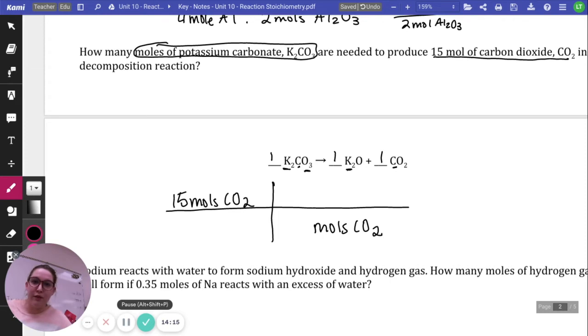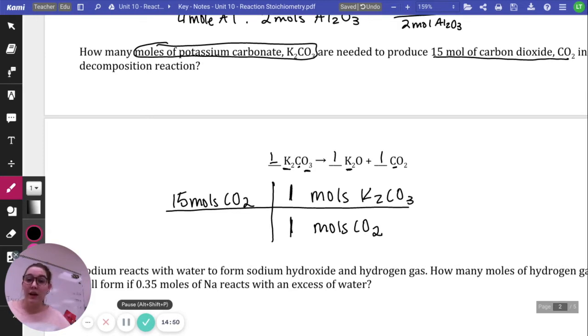My next step says to convert to moles. I'm already in moles, so after that, I'm going to do the mole to mole ratio. I'm going to look at the coefficients of my chemical equation, and convert from what I have to what I want. So I have 1 mole of CO2, and I want to get to moles of potassium carbonate, K2CO3. My coefficient for that one is also 1, so 1 mole of potassium carbonate. So for every 1 mole of CO2, it requires 1 mole of potassium carbonate.